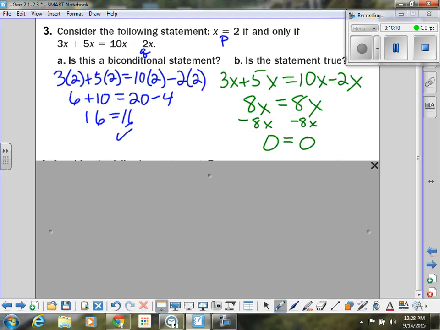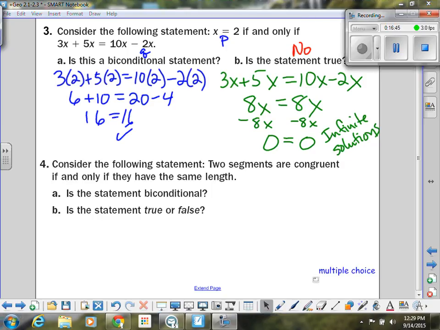Infinite solutions. That is true, and that's what we would say back in Algebra 1. So what does infinite solutions mean? X could equal any number. It could equal 2, but it could equal a lot of other things as well. So is this part true? No. This is not a true biconditional statement, because of those infinite solutions. So we would say no on this part.